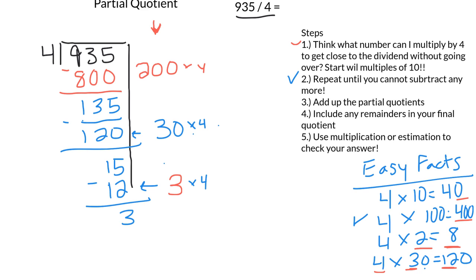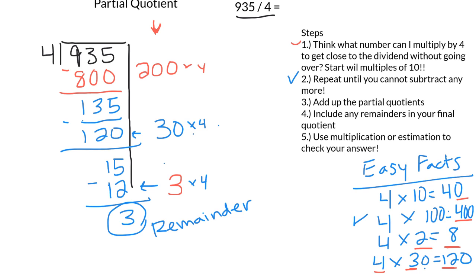Think, what number can I multiply by 4 to get close to 3 without going over? And the answer is you cannot multiply anymore. So if this happens in any of your problems today, which I don't think it will, this is your remainder. We'll talk a lot about these over the next week. But you are going to put that as part of your quotient.